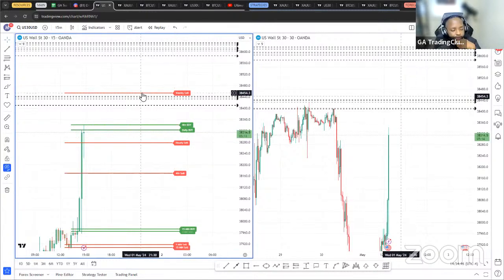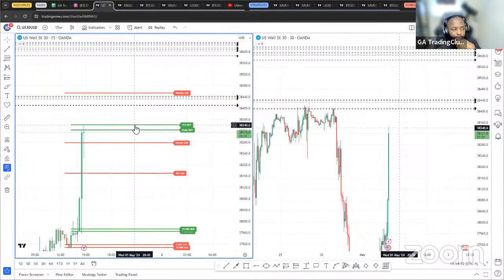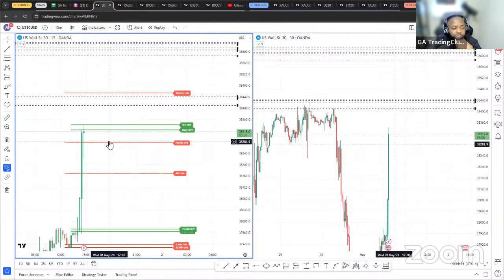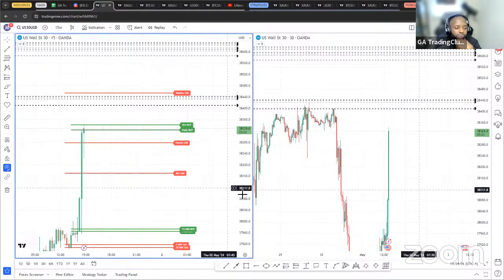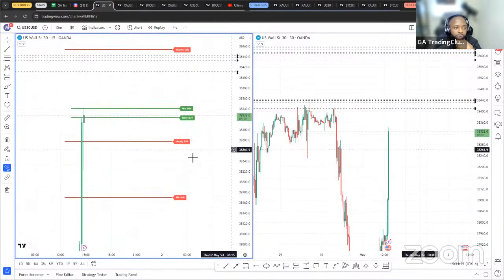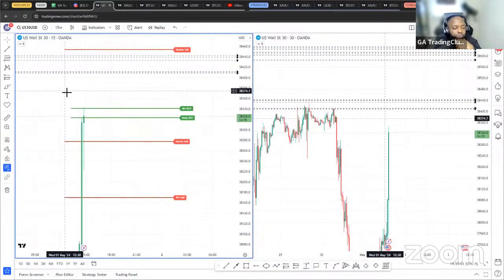We have a weekly sell for US 30 at 38,454. We have a 4-hour buy on US 30. We have a daily buy on US 30. We have an hourly sell on US 30. We have a 4-hour sell on US 30. So definitely heavy area for manipulation.